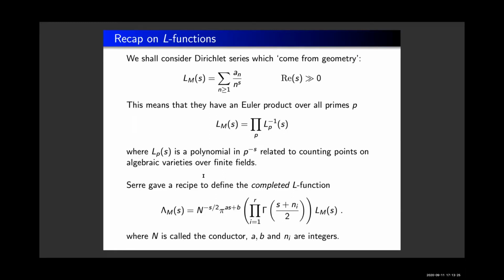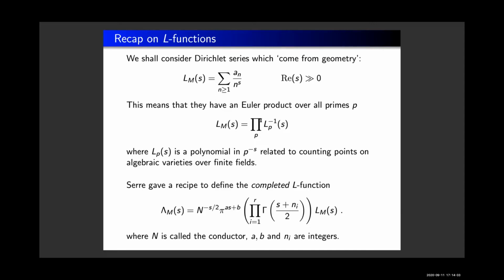So the setup here is we want to consider not just any old L functions. There are plenty of L functions that don't fit in the context I want to consider. So what we like to consider are what are called motivic L functions. I won't say what that is, but they come from geometry in some sense. There are plenty of L functions that don't come from geometry.